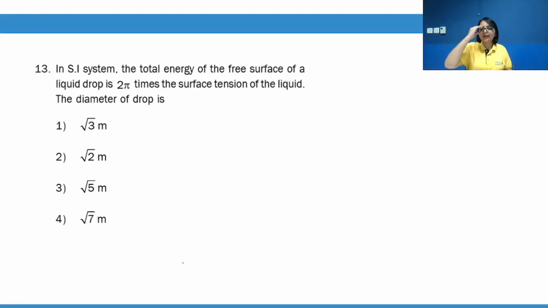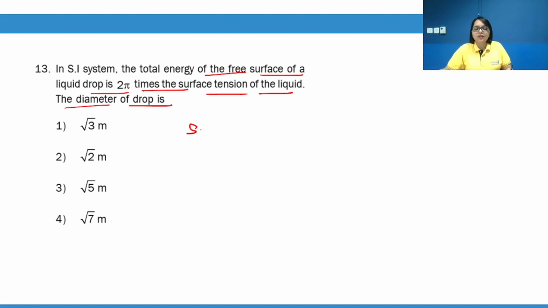Question number 13. In SI system, the total energy of free surface of a liquid drop is 2 pi times the surface tension of the liquid. The diameter of the drop is. So surface energy is given as S into A, and it is given as 2 pi S, right?